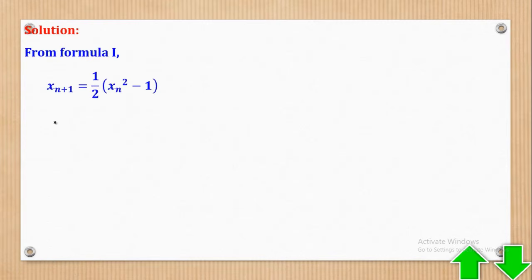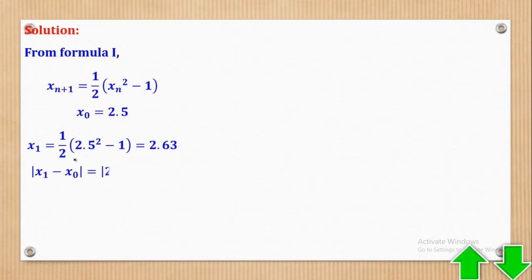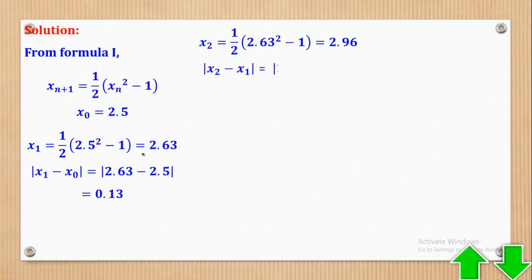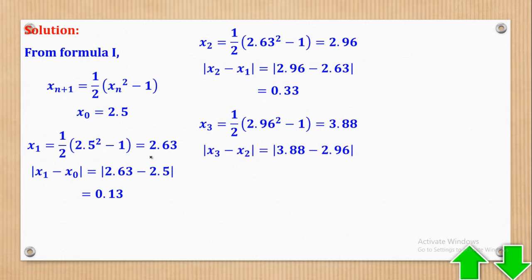So formula 1 is that, where x0 is that, x1 will now be that, the tolerance value is that. Then x2 will now be that. They told us to use it thrice, so you have to use it thrice. x3 will also be that, and the tolerance will be that.